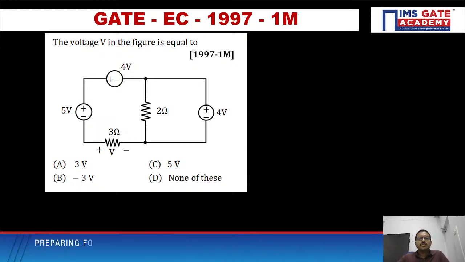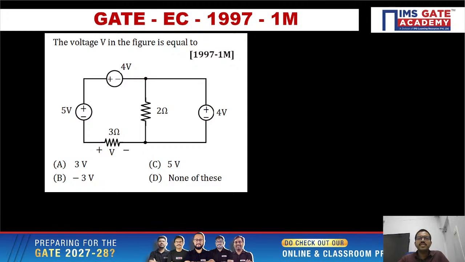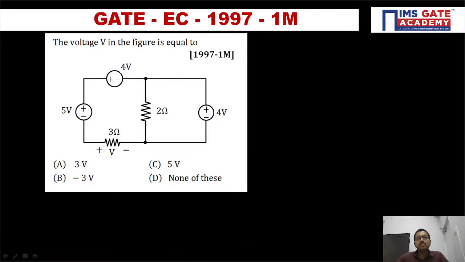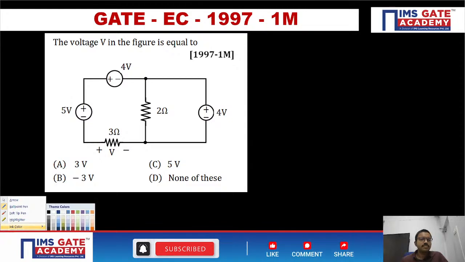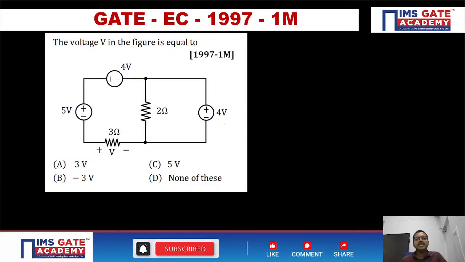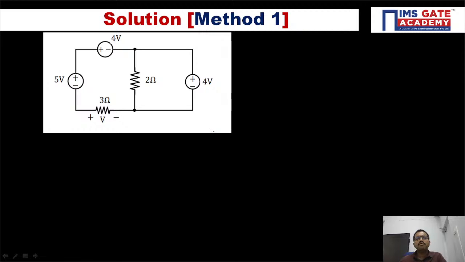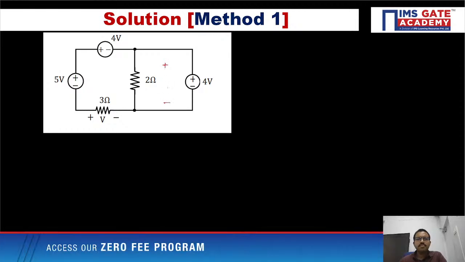So in this circuit, the 2 ohm resistor and the 4 volt source, how are they connected? I am talking about the right hand side 2 elements, the 2 ohm resistor and the 4 volt source. They are connected in parallel, right? In parallel, which quantity will be the same? In parallel, voltage will be the same. That means across the 2 ohm, you are getting 4 volt.